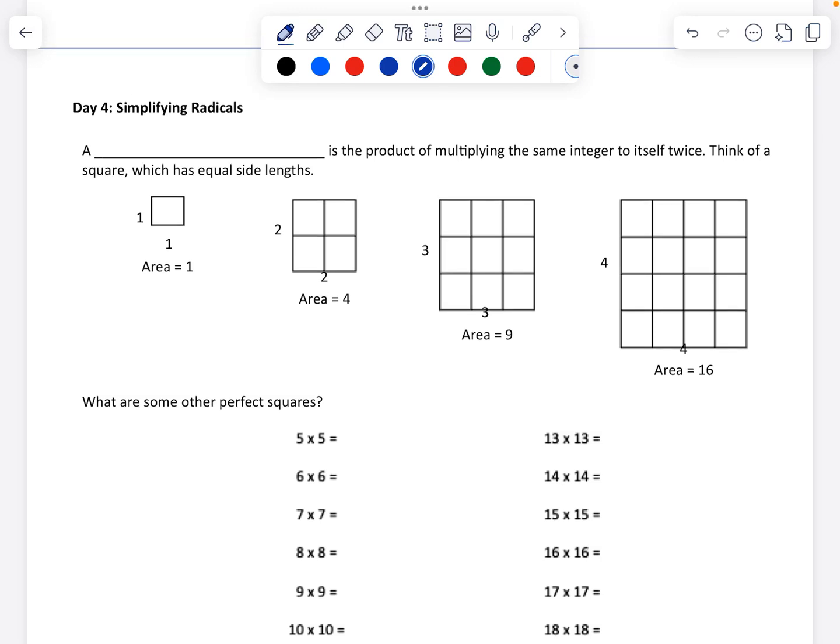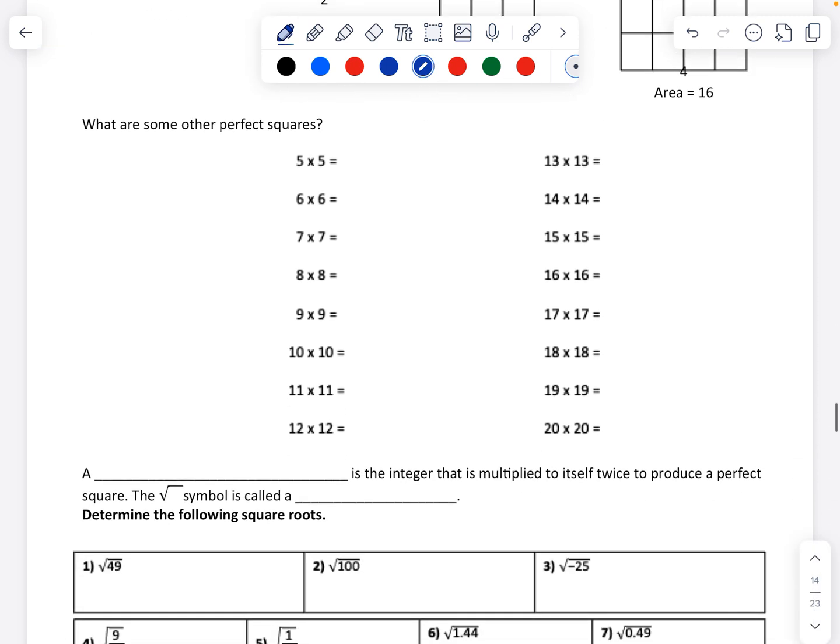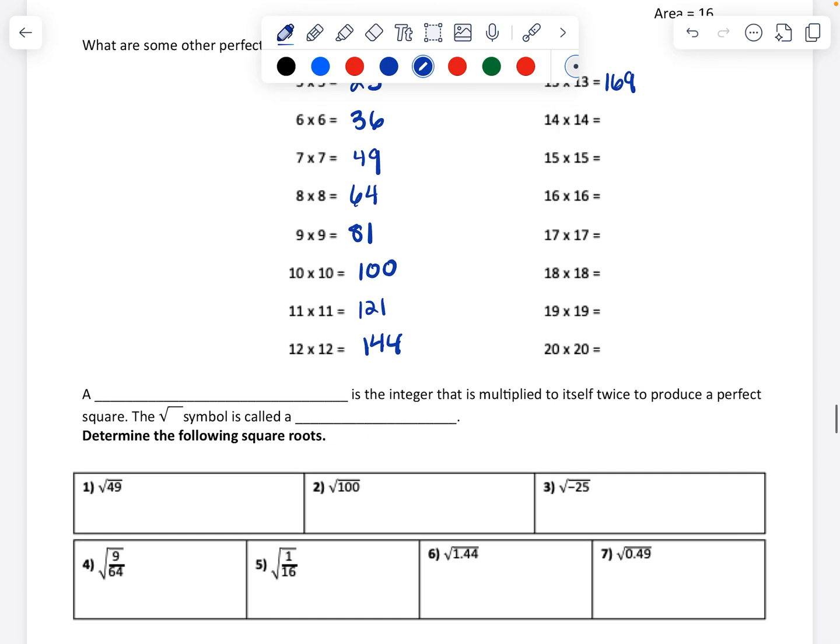So, simplifying radicals. A perfect square is the product of multiplying the same integer by itself. Think of it like a square. 1 times 1 is 1, 2 times 2, 3 times 3, 4 times 4. Some other perfect squares: 5 times 5 is 25, 36, 49, 8 times 8 is 64, 81, 100, 121, 144, 169, and you could keep going. You'd probably need a calculator for some of these other ones.